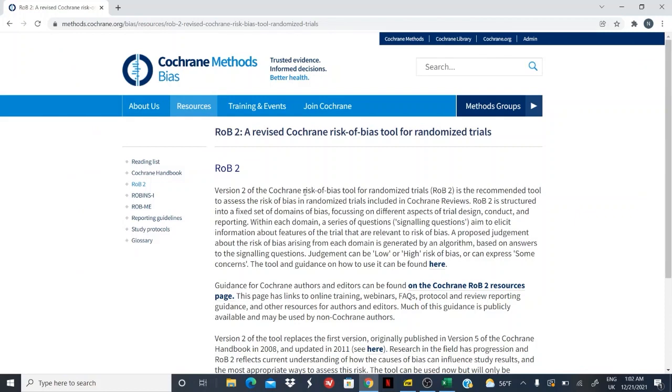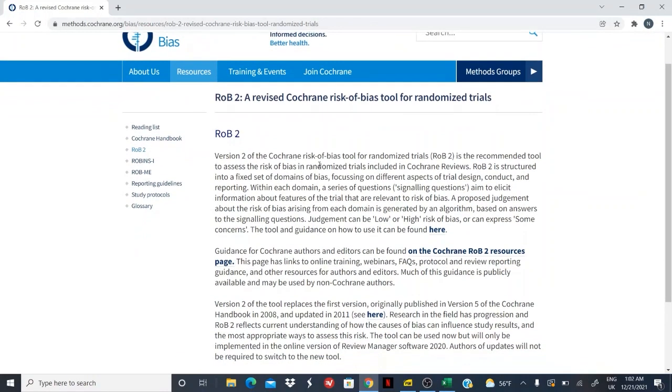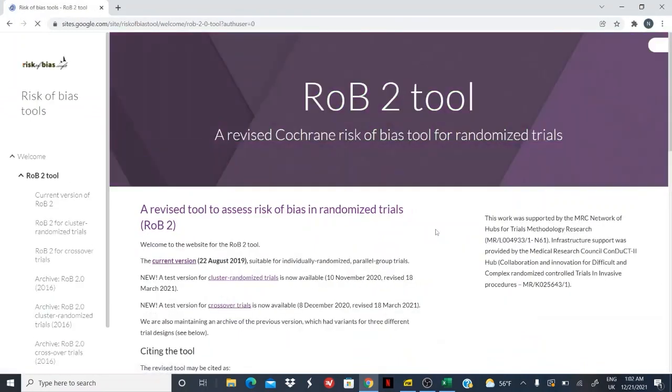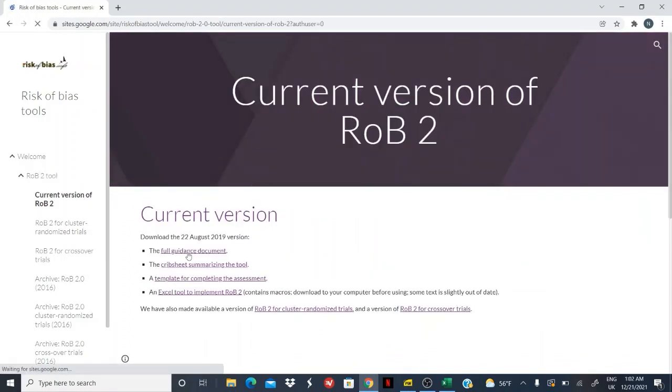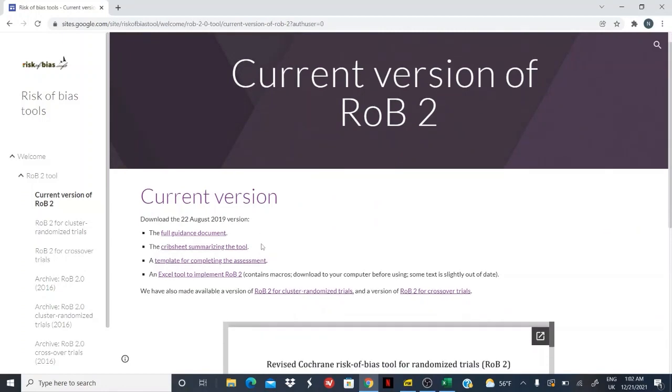and that should lead you to Cochrane's website. In this website you'll just click on this link here and click on current version, and that should lead you to a window with 4 hotlinks. Now, the one we'll be using here is the Excel tool to implement the risk of bias 2 tool.